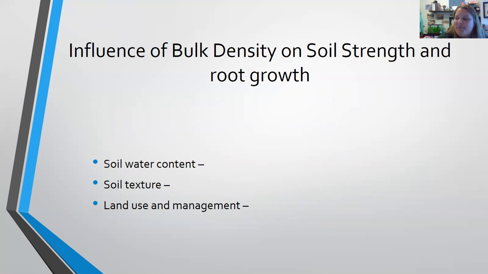And it is a little bit more than just bulk density. You also have soil water content. So the water content and bulk density both affect soil strength. It increases when bulk density increases from compaction or when finer textured soils dry out. We talked about the soil texture, and then we also talked about land use and management.